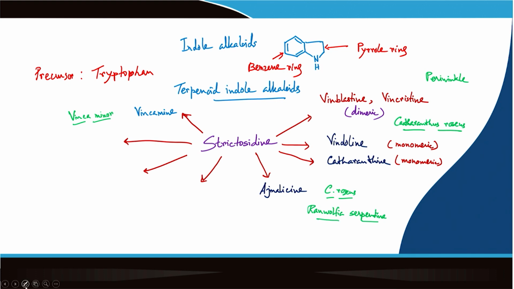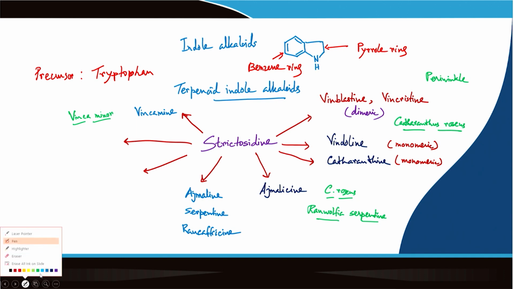So, apart from ajmalicine, there are other indole alkaloids such as ajmaline, serpentine, raucaffricine. Okay, raucaffricine. These are also produced by Rauwolfia serpentina.